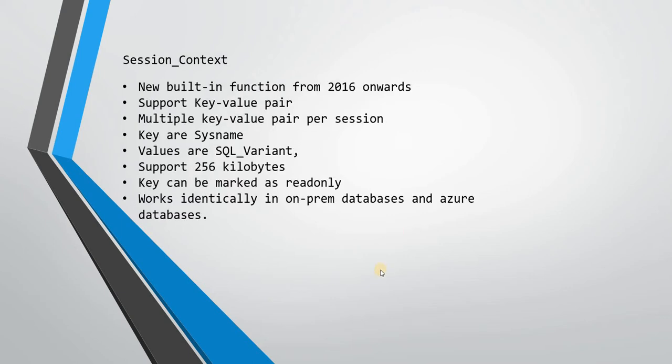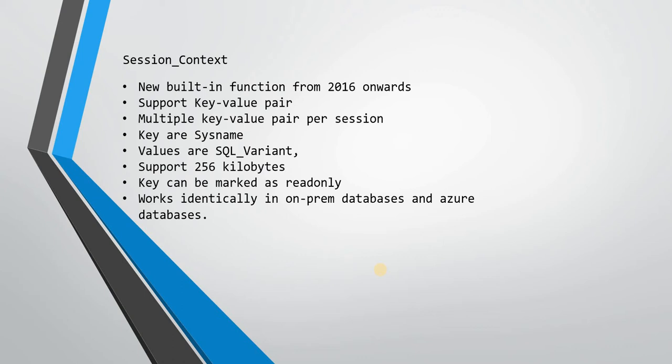So Microsoft came up with a new built-in function from 2016 onwards called session context. Session context supports a key value pair, which means you can have a number of such key value pairs. If you want to persist more information, like three to four pieces of information, you can create three to four key value pairs of session context. So there are multiple key value pairs per session. Keys are of type sysname and the values are of data type sql_variant. It supports 256 kilobytes, which is almost double what context info was supporting.